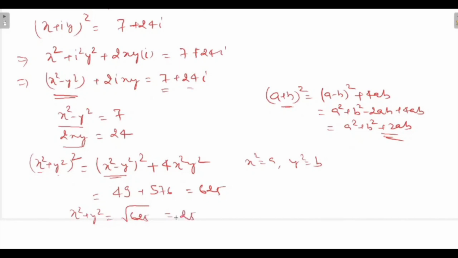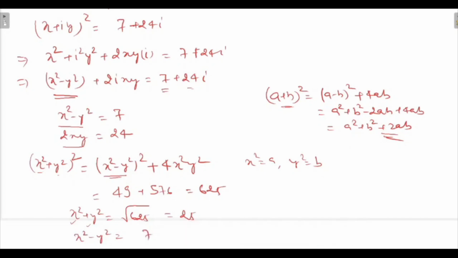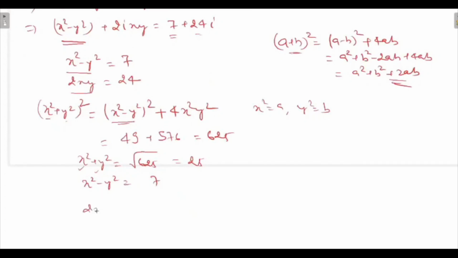I will not take plus minus because both of them are positive quantities, so it should not be negative. So x square plus y square is equal to 25, and x square minus y square is equal to 7. When I add both of these together, I get 2x square equals 32, that is 25 plus 7. So x square is equal to 16, and x is plus minus 4. When x is plus minus 4, y square is 16 minus 7, which is 9, so y is plus minus 3.